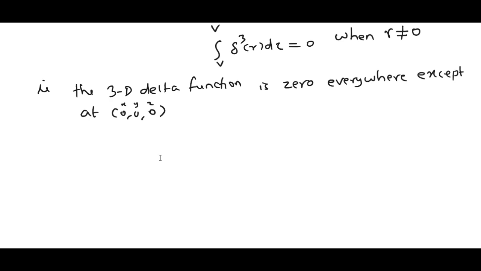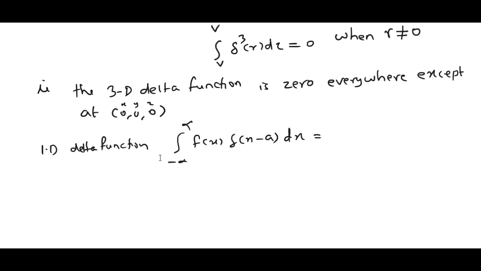Okay, I would like to introduce one more identity in the case of the three-dimensional delta function. Before going to that, I would like to draw your attention to the one-dimensional delta function. The identity we used in the one-dimensional delta function was this one: the integral from minus infinity to infinity of f(x) delta(x minus a) dx is equal to f(a).